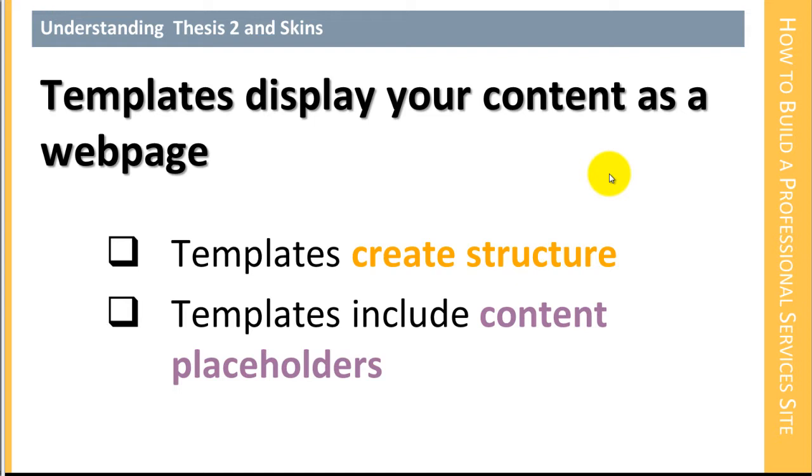And a template is essentially the structure of a way of displaying your content as a web page. So it takes something that you enter into WordPress, something that widgets you might put together, and that kind of stuff. It takes all those things and arranges them on a page. So it creates a structure and includes some little content placeholders, and it takes your content, sticks them in those placeholders, and displays them as a page. That's what a template does.